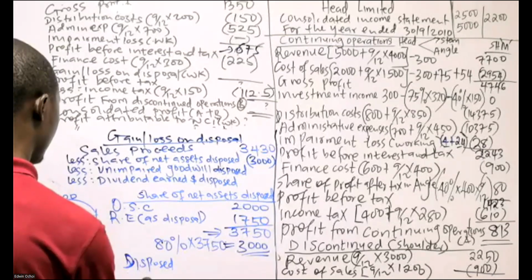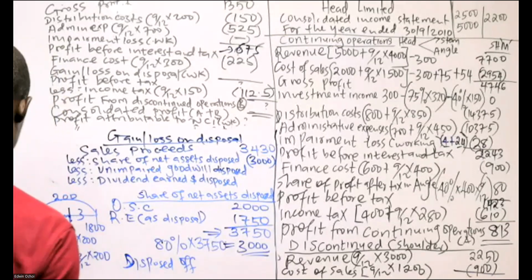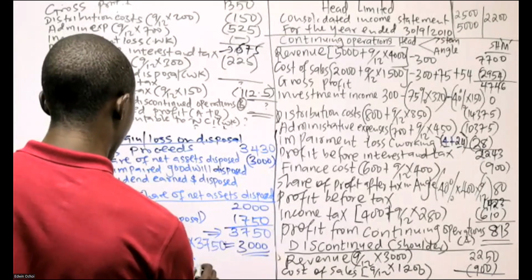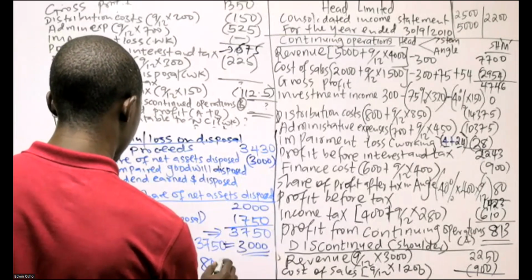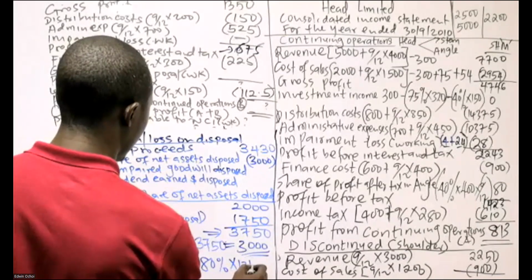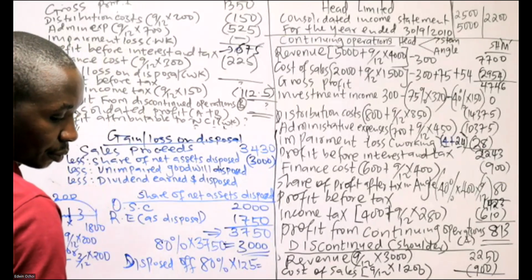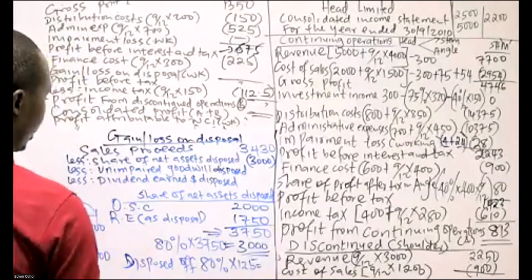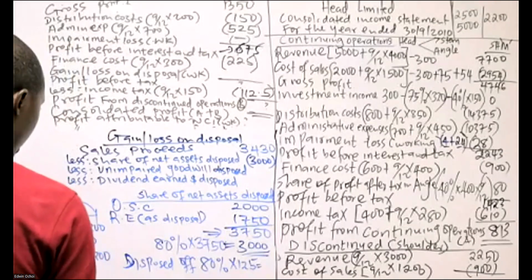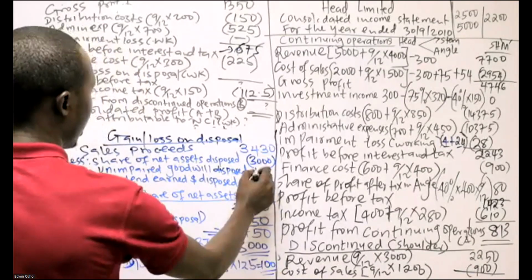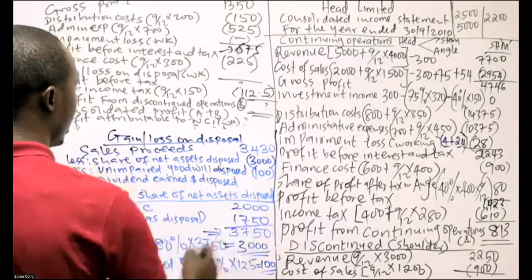So out of the 125, they disposed of. You say the parent was controlling 80%, so he disposed everything. So 80% of 125 is 100, and that is 100. That is what you record there.